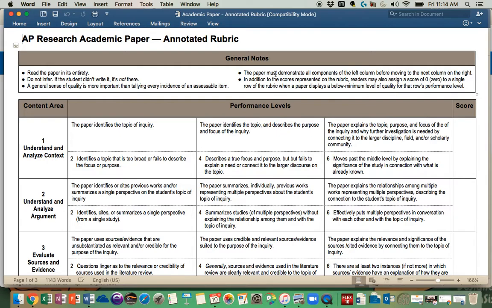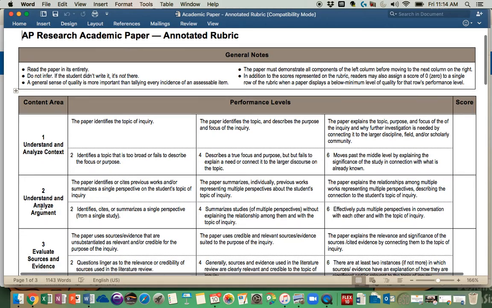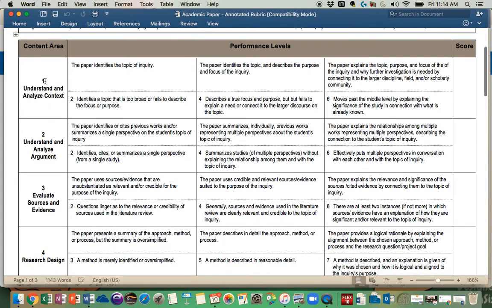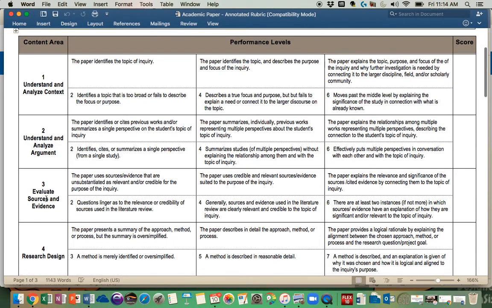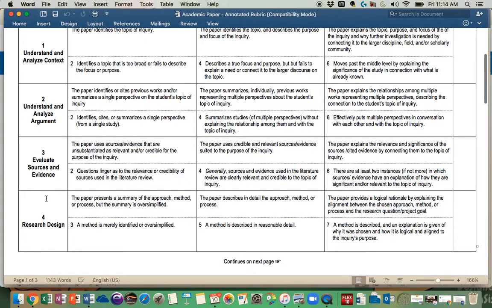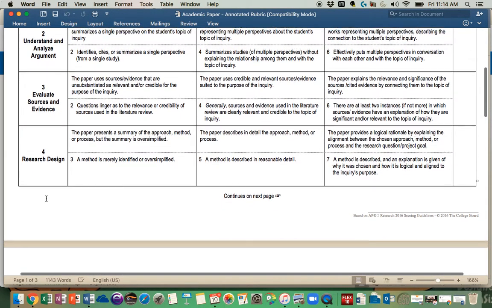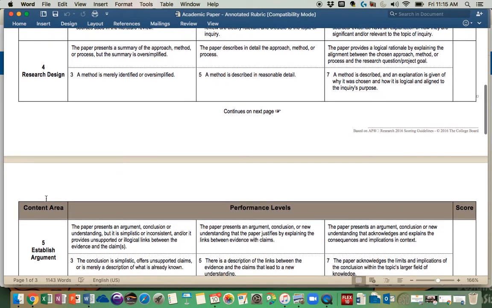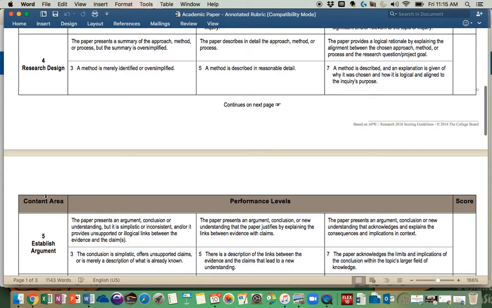All right, so I did go over this in class up here, right? Understanding and analyzing the context, analyzing the argument, evaluating sources and evidence. So rows 1 through 3 actually go to your literature review, okay? So we can go over that again down the road if you want, or if you have questions about it, you can ask me at any time. I'm going to concentrate today on rows 4 through 7 because this is what's important for being able to write a quality results section based on your methodology.